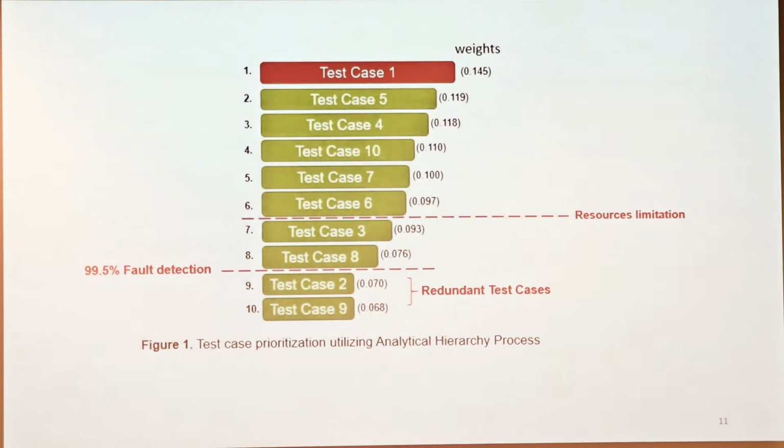In another situation, after executing 8 test cases, you detect all expected hidden faults in the system with 99.5% fault detection. You are not able to reach 100% by executing these 2 last test cases. Just in this example, these 2 last test cases are redundant test cases. If you are going to reach 100%, you need to generate new test cases. You are not able to reach 100% with these 2 here.